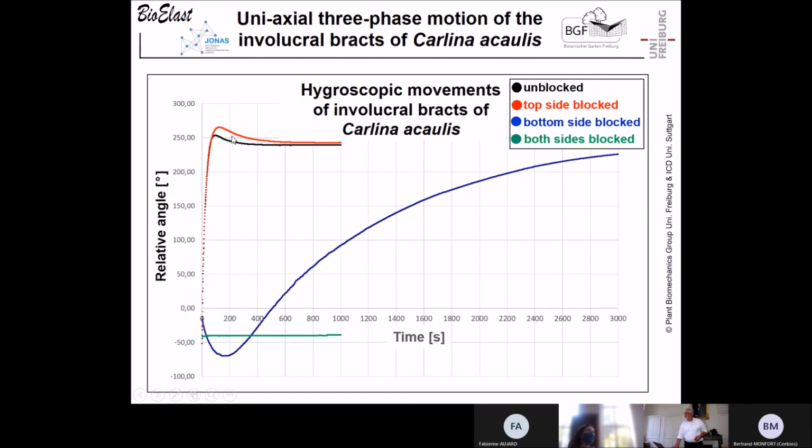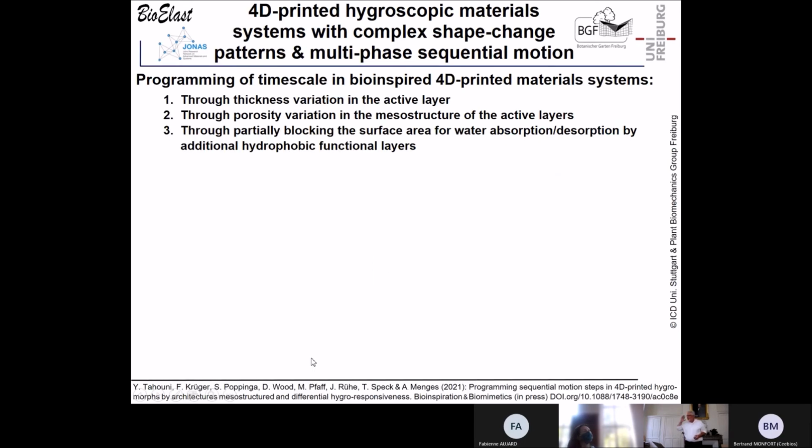Unblocked and blocked top side are exactly the same. And here, lower side blocked, much time delay, but at the end it comes to the same angle. And if you block both sides, nothing happens. And this was the inspiration. How can we play around in a 4D printed system?